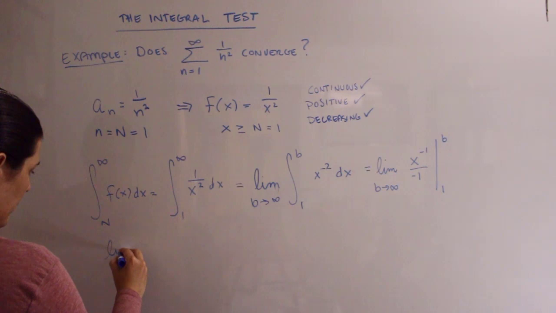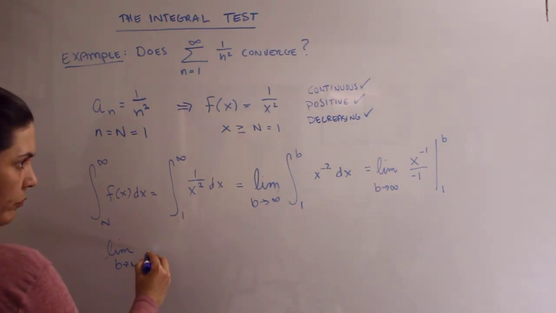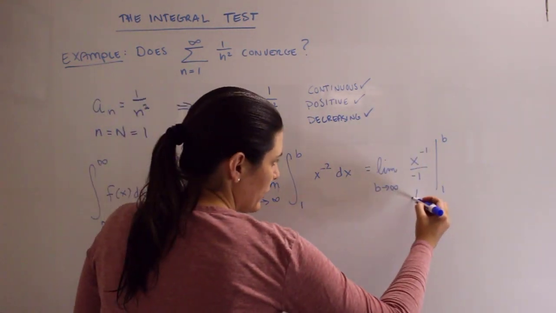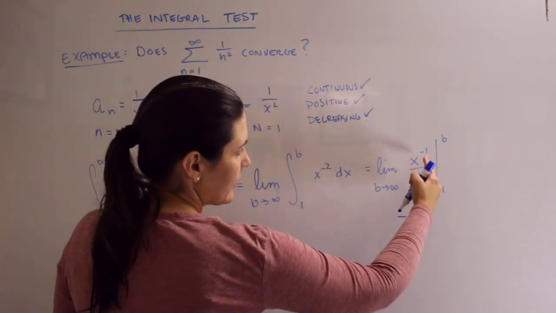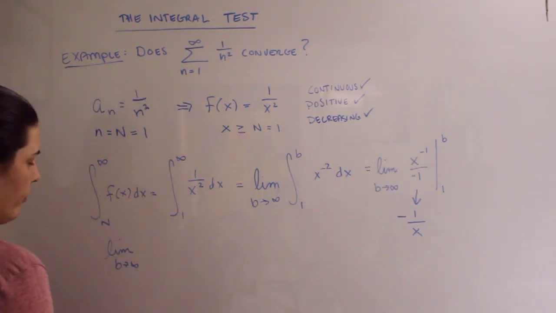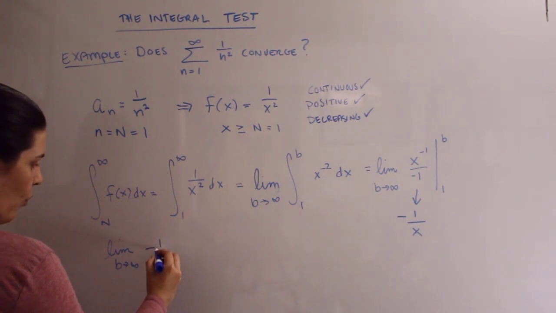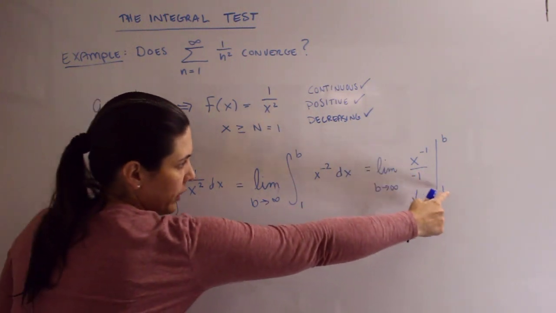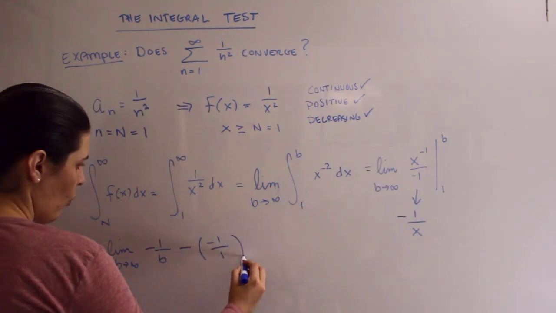We have our limit as b goes to infinity. I'm going to rewrite this and plug in b at the same time. It's just going to look like negative 1 over x, because I bring that x down. Since it has a negative exponent, when we bring it down, the negative comes off the exponent. So this is going to be negative 1 over b, minus, because we subtract when we plug in our lower bound, minus negative 1 over 1.